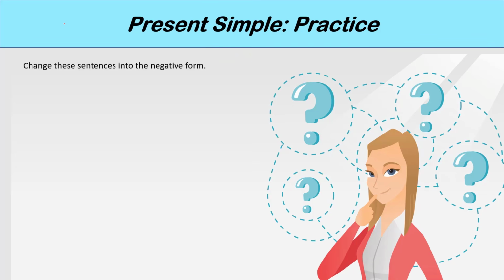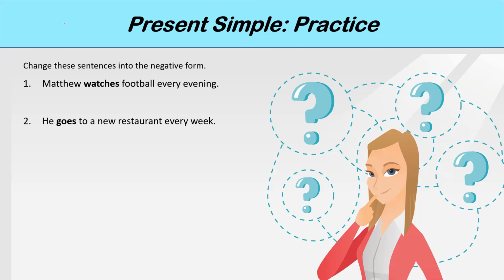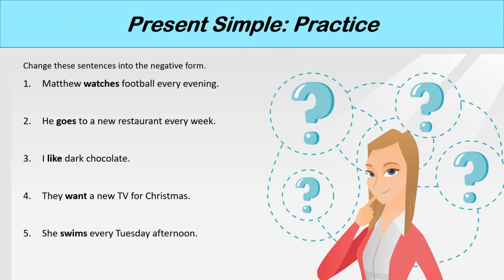And now for part 2 of our practice, I want you to change these sentences into the negative form. So number 1, Matthew watches football every evening. 2, he goes to a new restaurant every week. 3, I like dark chocolate. 4, they want a new TV for Christmas. 5, she swims every Tuesday afternoon. Okay, so change these into the negative form.